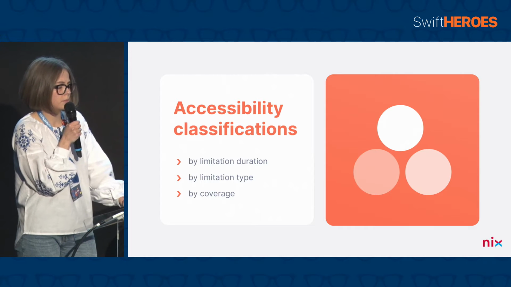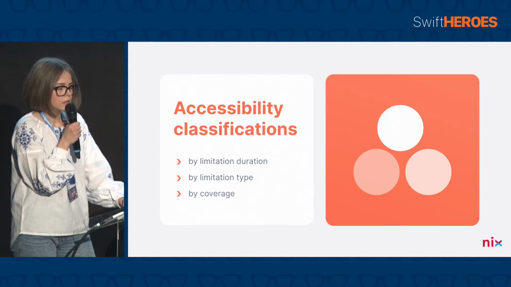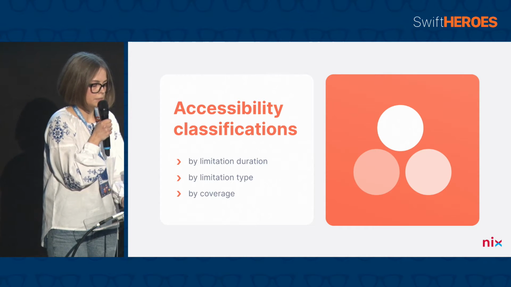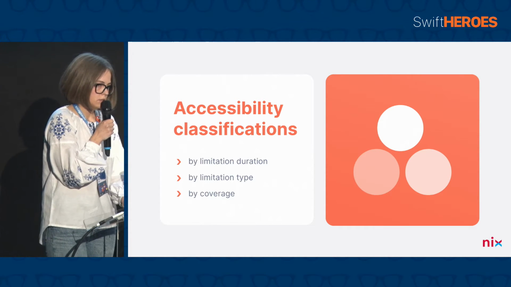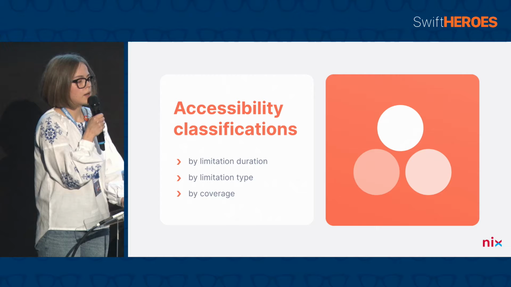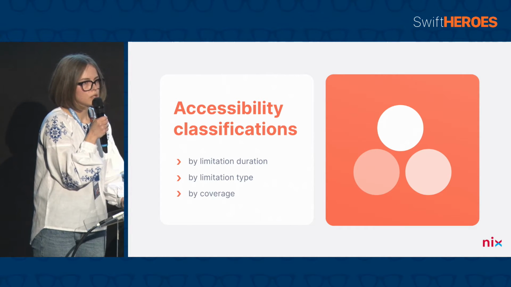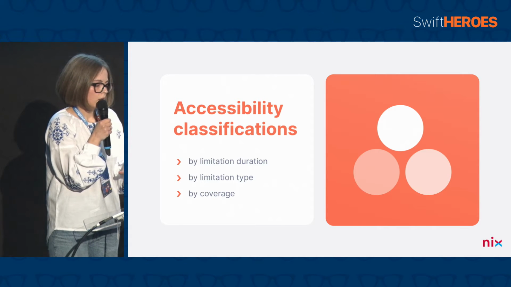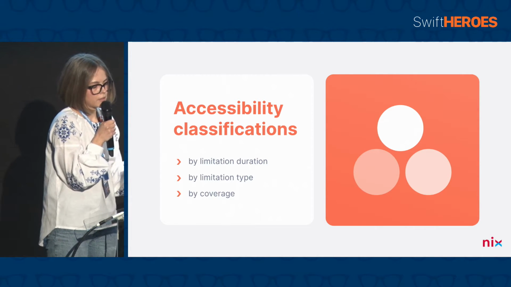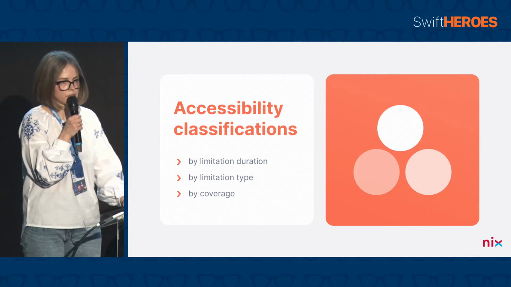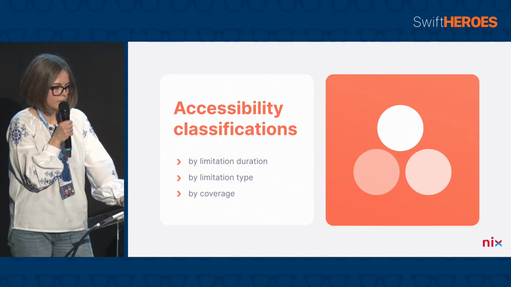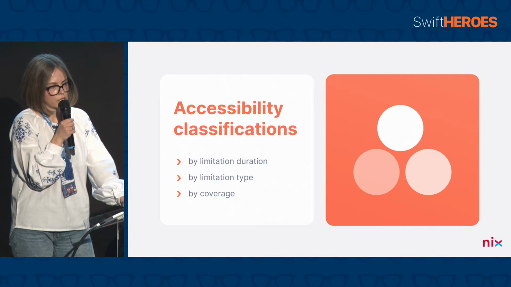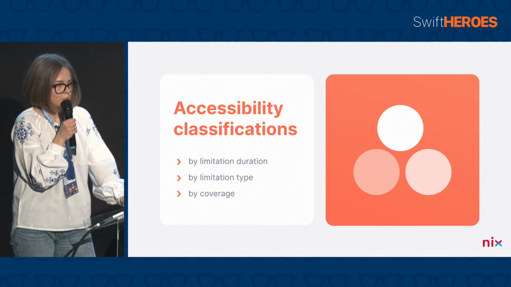Also, it can be classified by limitation type. I mean, vision limitation or hearing, and so on. And it can also be differentiated by coverage. You may think of and handle just the main cases, and on the other hand, you can think of corner cases and rare cases when implementing accessibility in your app. So it's not a checklist, it's more a process.